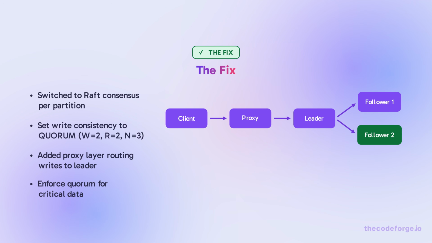The fix was to switch to Raft consensus with a 3-node cluster per partition. We set write consistency to quorum with W equals 2, R equals 2, N equals 3. We added a proxy layer that routes all writes for a key to the leader. This ensures that writes are acknowledged by a majority before returning success.